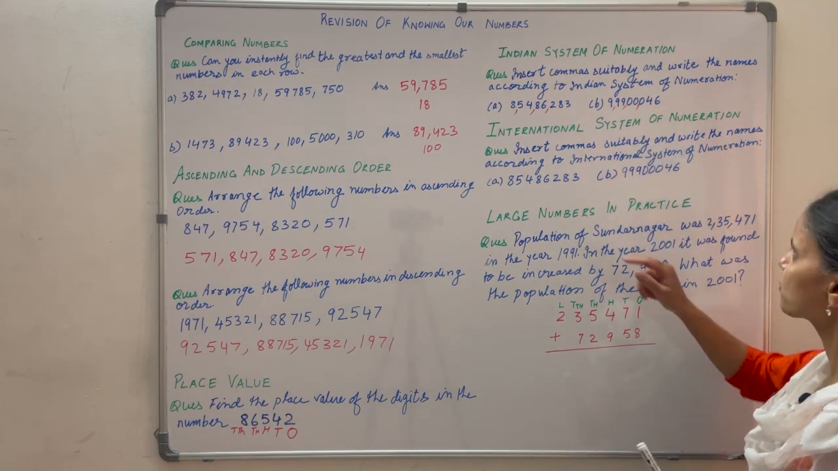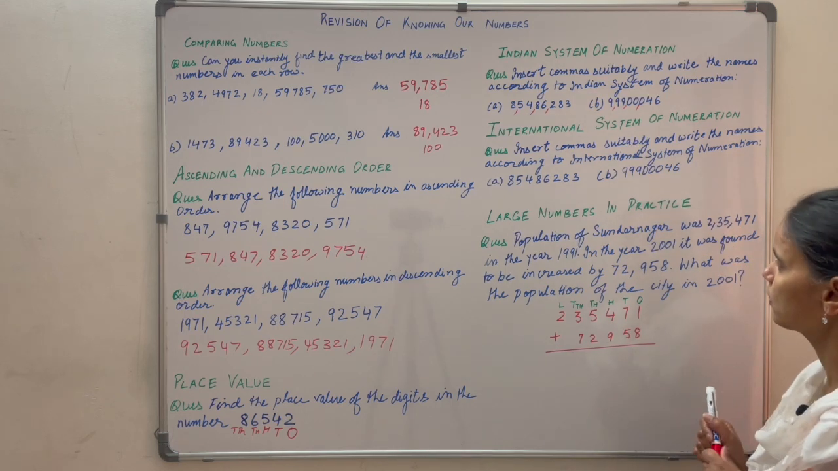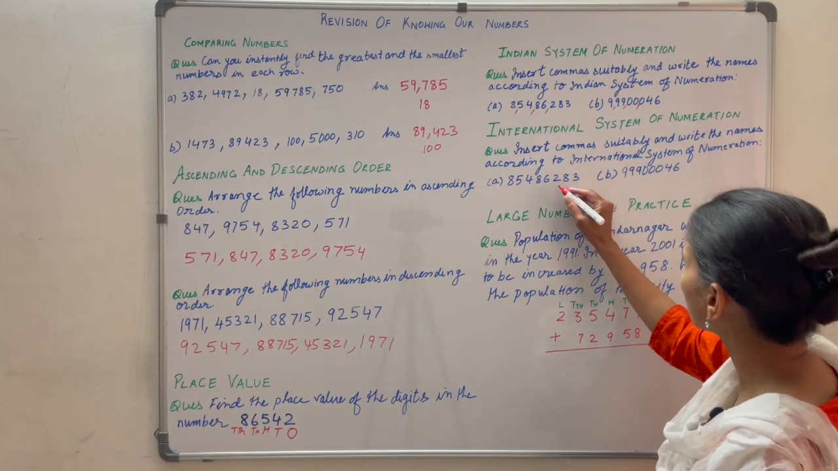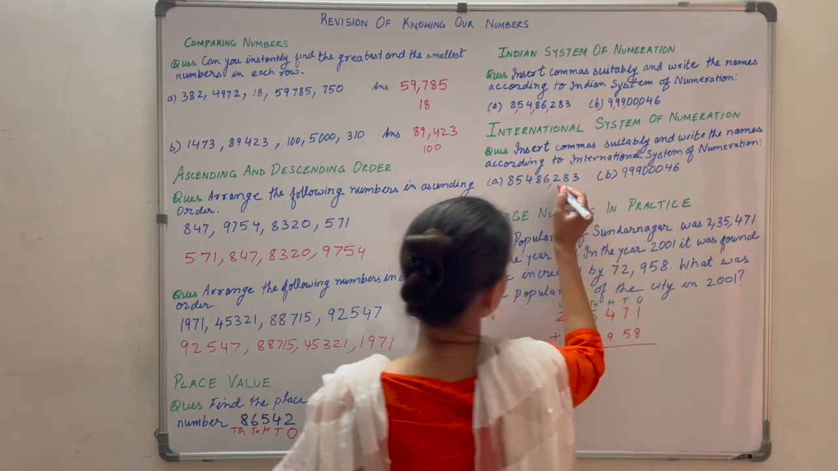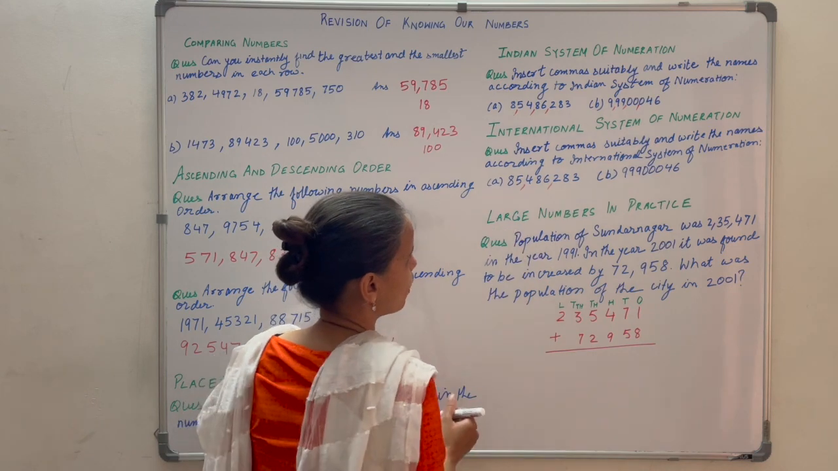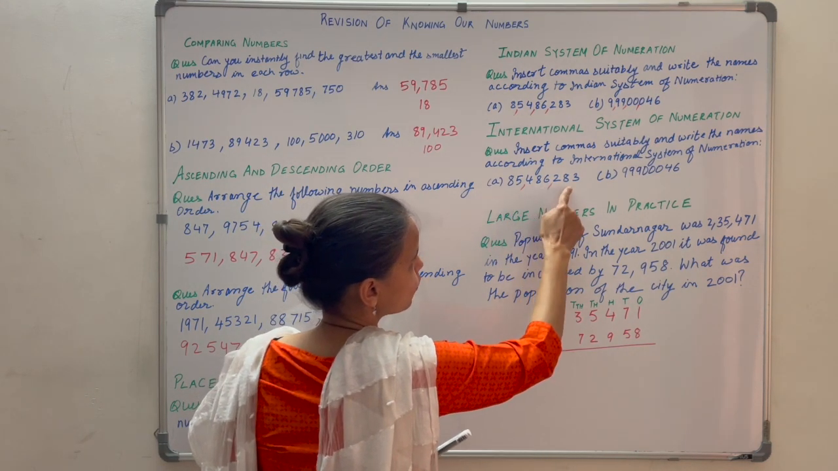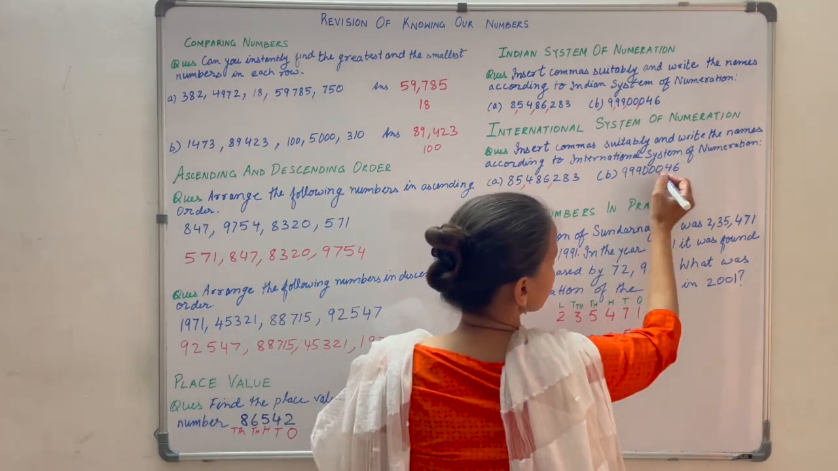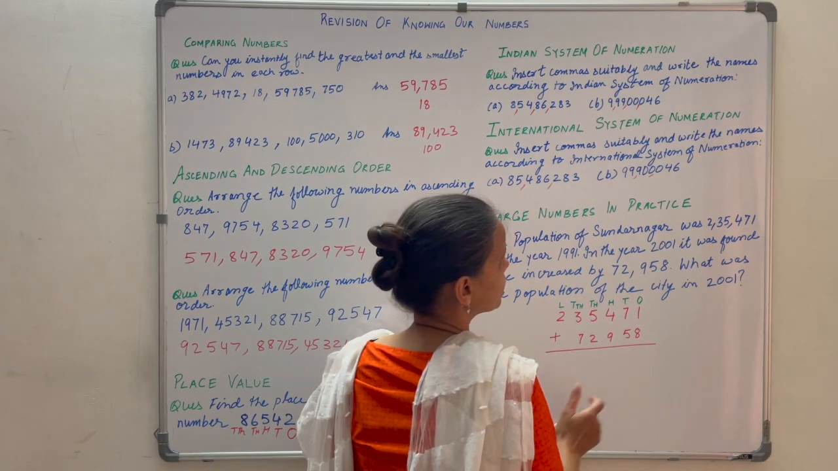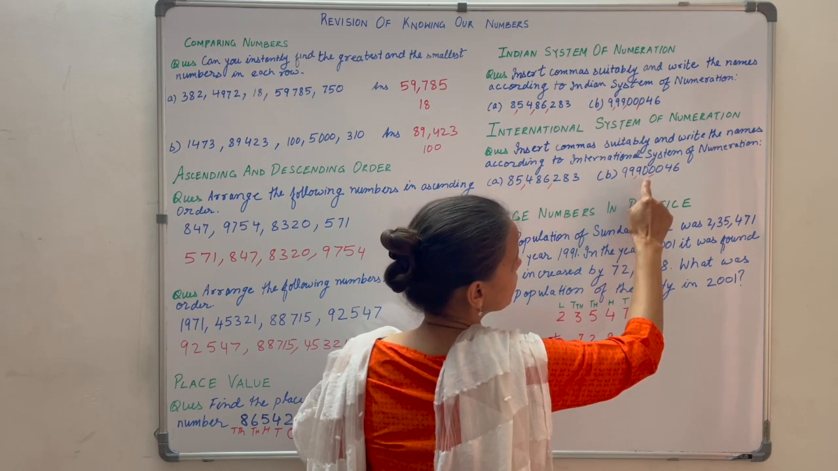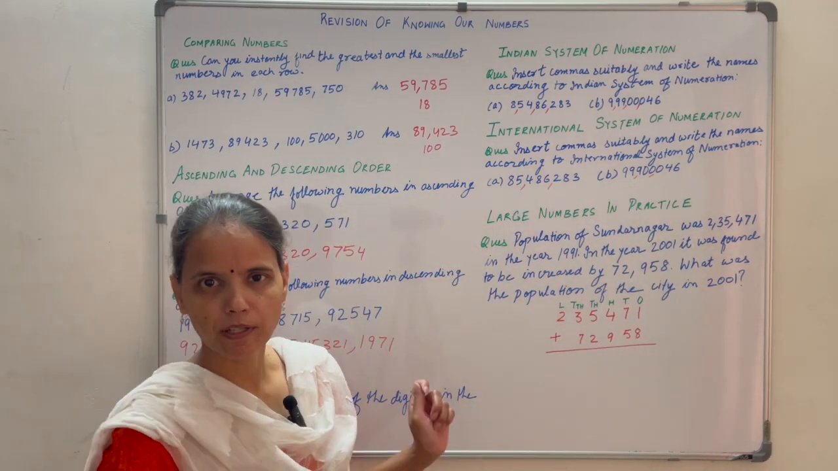International system of numeration. Insert the comma suitably and write the names according to the international system of numeration. Here we put the first comma after 3 digits from the right, then again after 3 digits. So this is 85,486,283. Here also, after 3 digits, then again after 3 digits. So this is 99,900,046.